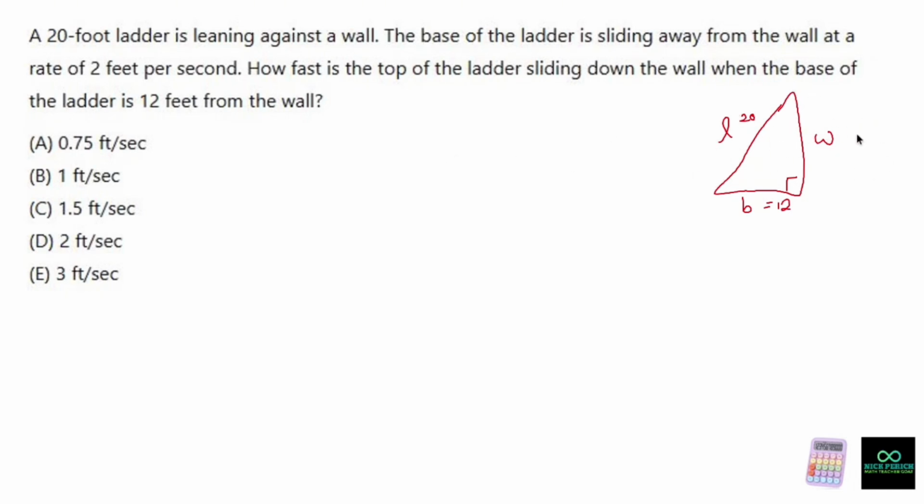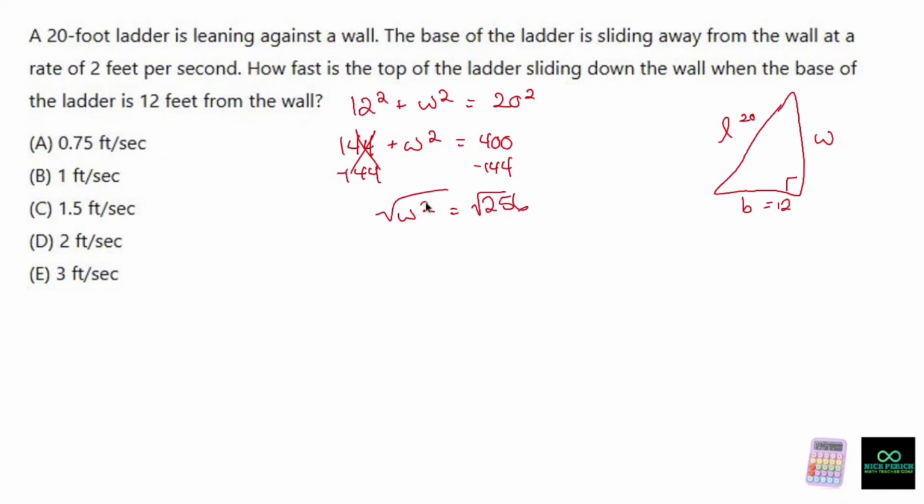So what we need to do is find that W, and we're going to use the Pythagorean theorem to do it. 12 squared plus W squared equals 20 squared. 12 squared is 144 plus W squared equals 400. Subtract 144 from both sides. That gets us W squared equals 256. Square root both sides. You don't need to do positive or negative because this is going to be distance. And the width at that moment is going to be 16.